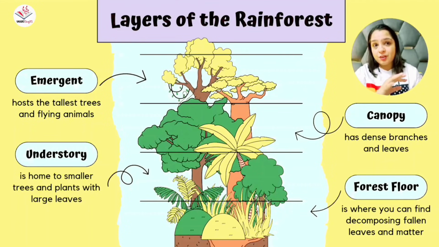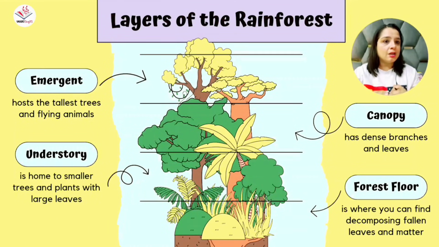the layers of the rainforest, which is very important for all of us to know, and is a new thing for all of us. If you can see this picture, it's a rainforest, okay? And there are 4 layers to it. The very first is the emergent. Emergent is the layer which hosts all the tallest trees and flying mammals. And then there is the canopy at this side. Canopy is a place below the emergent and it has dense branches and leaves. If you come a little lower than the canopy, then there is the understory. The understory is home to smaller trees and plants with large leaves.